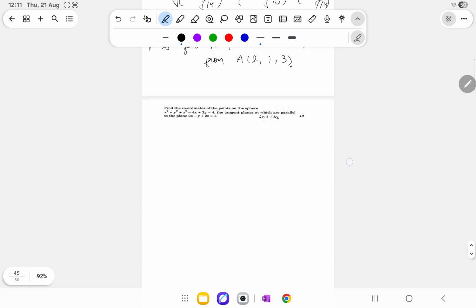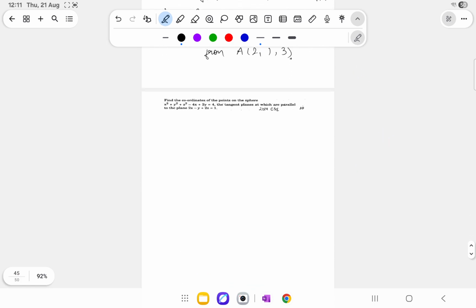The next question says: find the coordinates of the point on the sphere, the tangent plane at which is parallel to the given plane. So the tangent is basically parallel to this. My equation of tangent is 2x minus y plus 2z equals k.